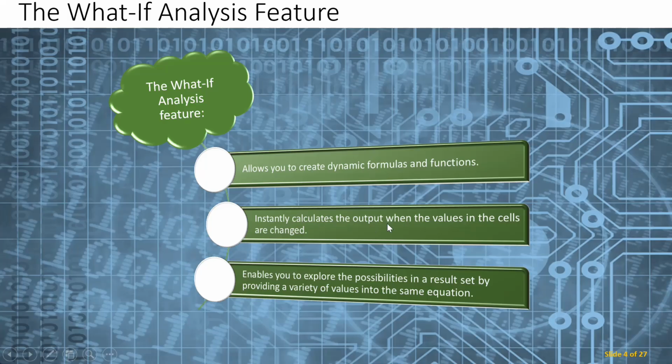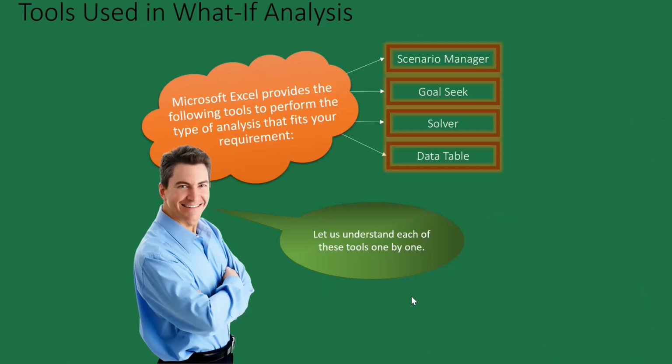They instantly calculate the output when the values in cells are changed. I mean, once you change the values, at the same time you get your output. They enable you to explore the possibilities in a result set by providing a variety of values in the same equation. In the same equation, you are able to provide different kinds of values at the same time, like if I'm looking for maximum price, maximum sales, or minimum sales, any specific one as per your criteria and requirement.